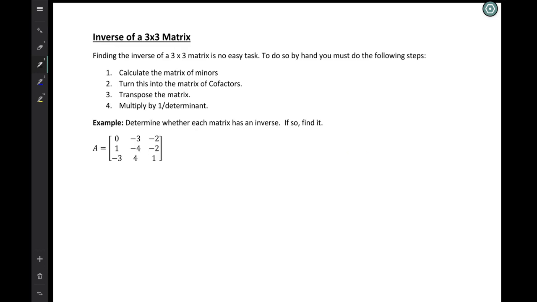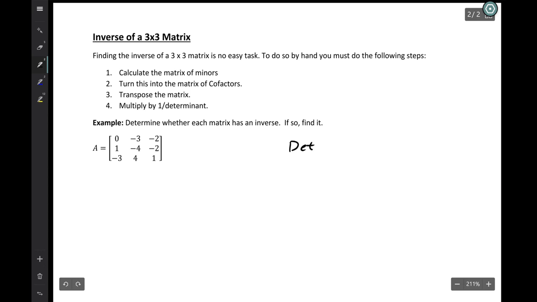Okay, this is where it gets really, really fun. So we can use all the stuff that we've done to find an inverse of a 3 by 3 matrix. And it's not easy to do. All you have to do is calculate the matrix of minors, turn that into the matrix of cofactors, transpose the matrix, and then multiply it by 1 over the determinant. So let's start by finding the determinant.